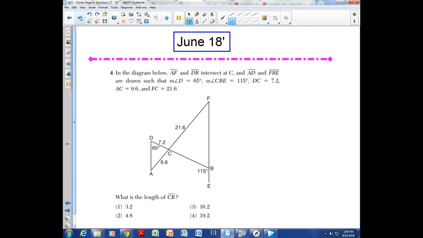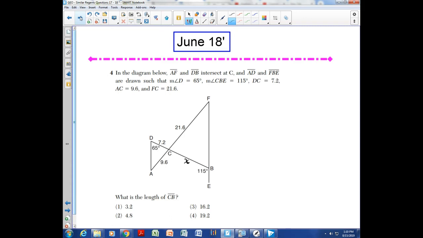June 18, question number 4. In the diagram below, AF and BD intersect at C. And AD and PBE are drawn such that the measure of angle D is equal to 65 degrees. The measure of angle CBE is 115 degrees. DC is equal to 7.2, AC is equal to 9.6, and FC is equal to 21.6. What is the length of CB? So we're looking for the length right here of CB.